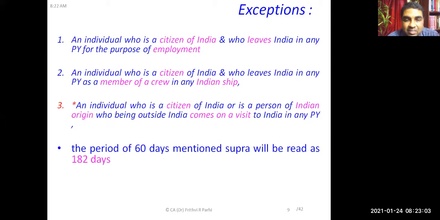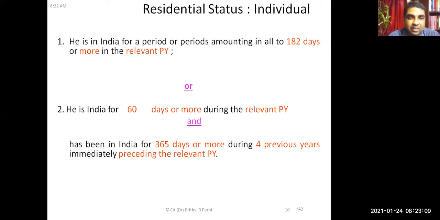The 60 days which was mentioned in the second condition shall be read as 182 days. Okay, so this was the condition I had told you. The person should have stayed 182 days. That's the first condition. Second condition, this was 60 days. The 60 days will be replaced by 182 days.